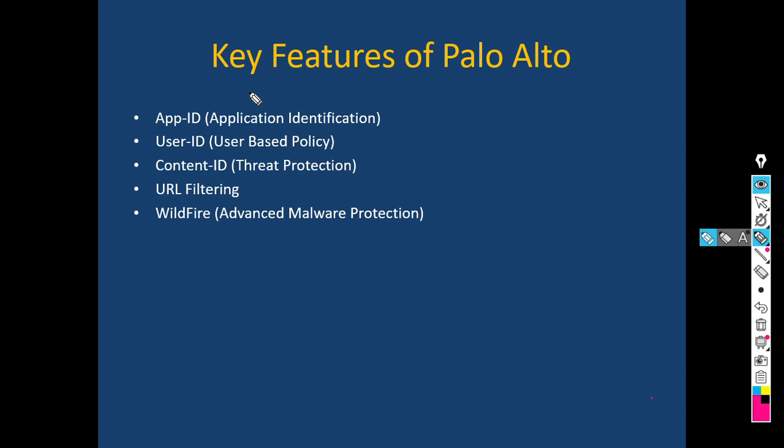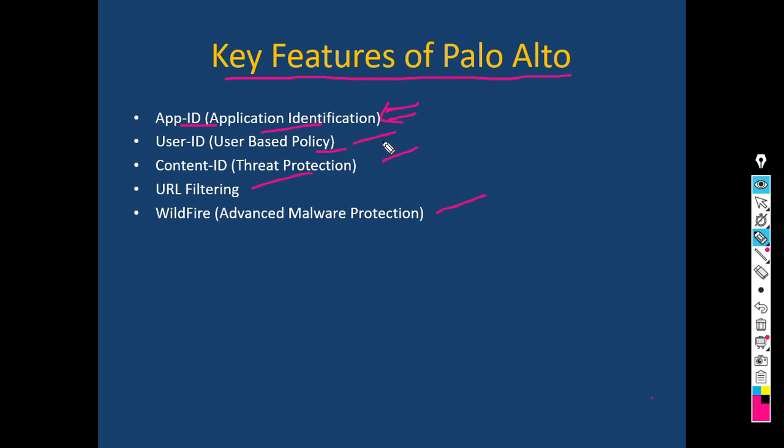So there are some key features that Palo Alto provides: application identification, User-ID, Content-ID, URL filtering, WildFire. Application identification is basically to identify what kind of application the user is trying to access.